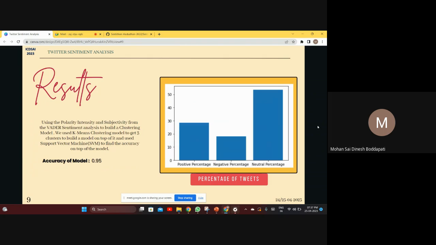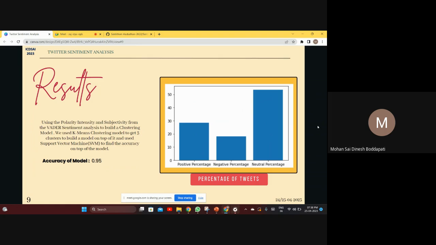For each and every tweet, we are calculating the sentiment intensity and subjectivity by using the Vader sentiment analysis. So based on these two polarity and subjectivity rates, we are using k-means clustering so that we can group the data into three clusters. By using the three clusters, we have trained our model using SVM to find the accuracy of our model on top of it.